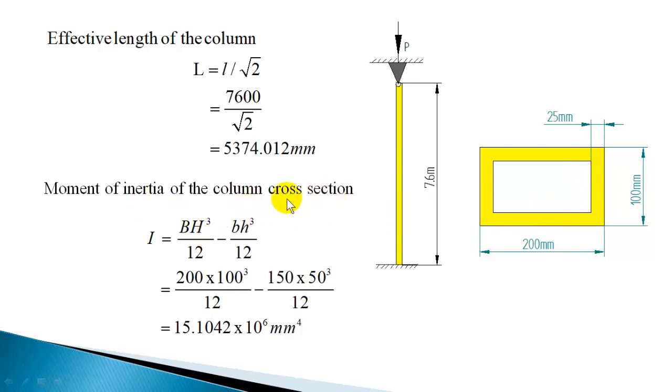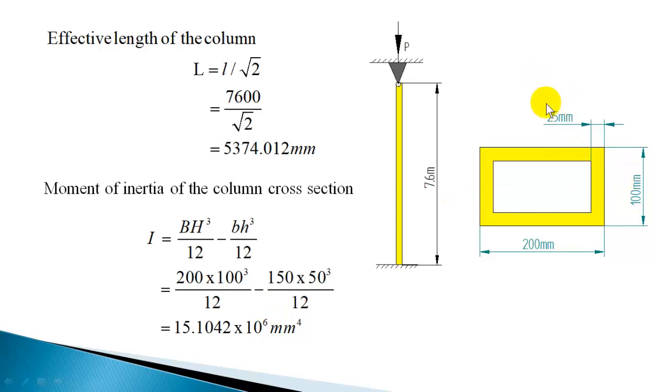So for a box type column, the moment of inertia you can calculate as 200 into 100 cube by 12 minus 150 into 50 cube by 12. This 150 and 50 are internal dimensions. So this is the least moment of inertia of the column cross section. This is with respect to centroidal x-axis.